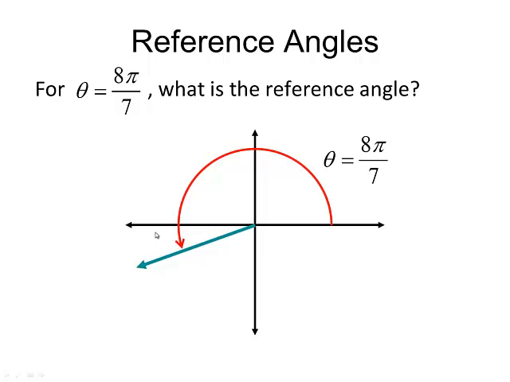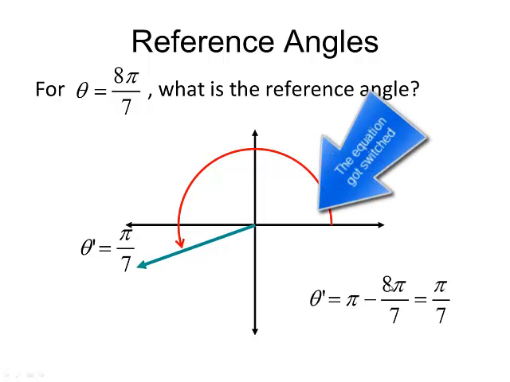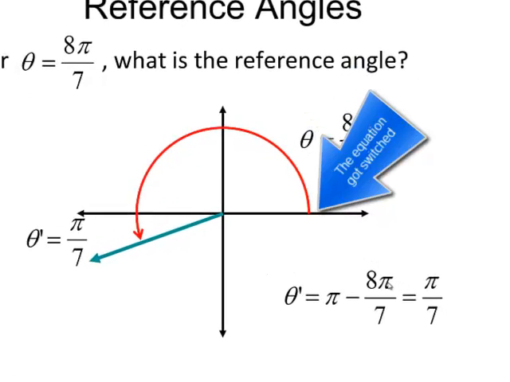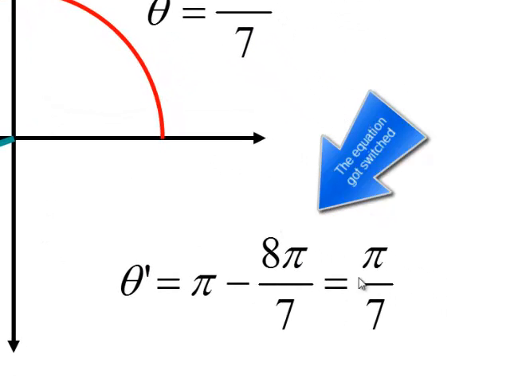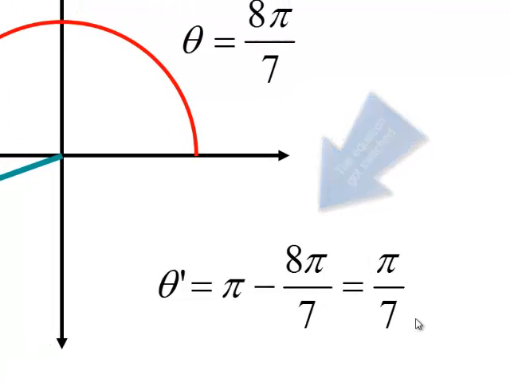So this part right here, we would have to get the reference angle, which is pi over 7, because we have to take 8 pi and subtract pi. Ooh, I wrote that backwards. It should be 8 pi over 7 minus pi, which is 7 pi over 7. 8 pi over 7 minus 7 pi over 7 is 1 pi over 7.